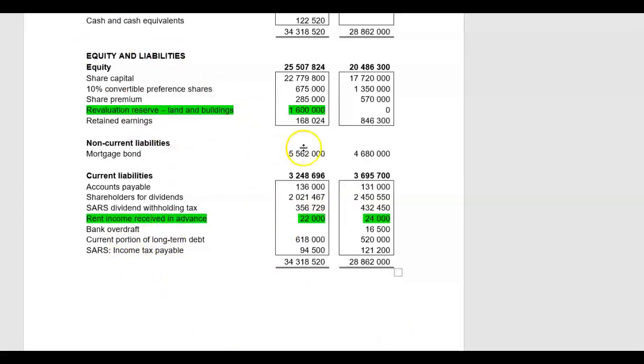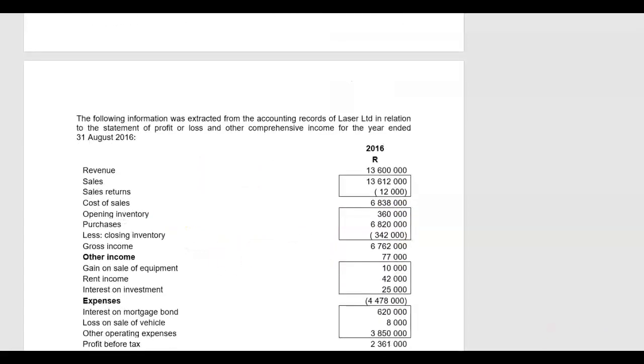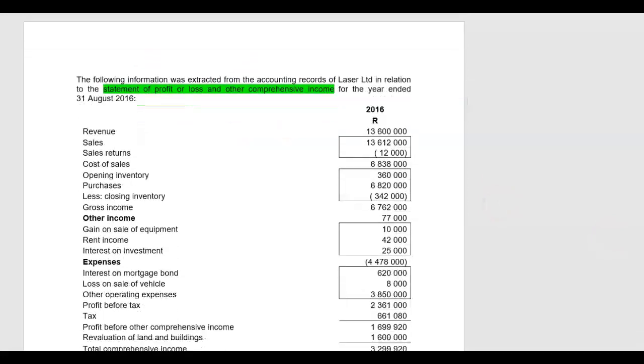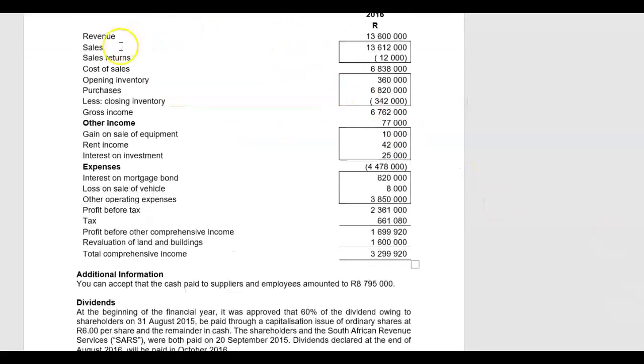Now, remember, when we're going to talk about long-term debt, I have to add the long-term portion with the short-term portion for the account balance. Long-term portion with the short-term portion for the account balance, and then SARS income tax payable. Now, out of the statement of profit or loss and other comprehensive income for the year, they gave you quite a comprehensive income statement. Revenue consists of sales and sales returns.